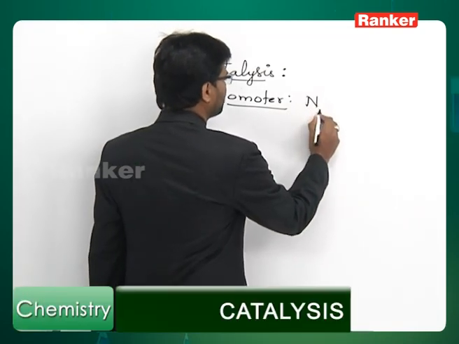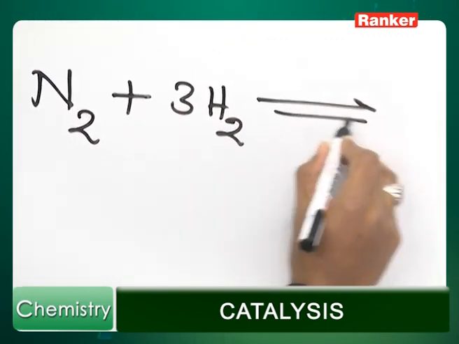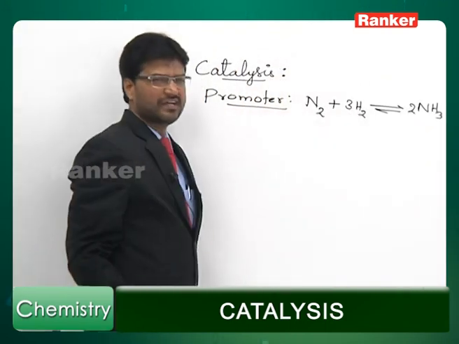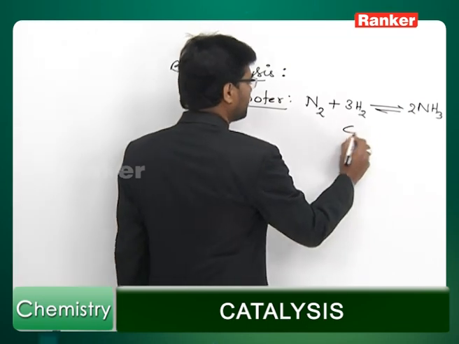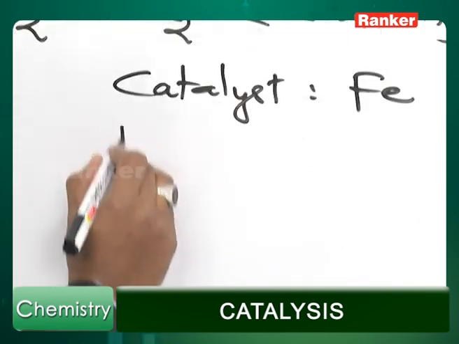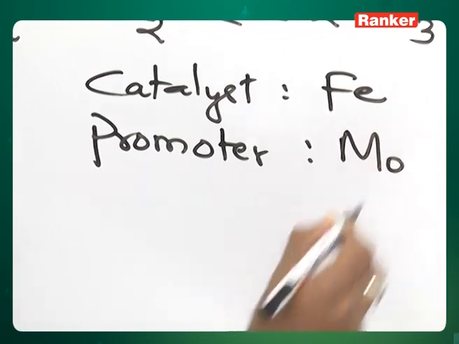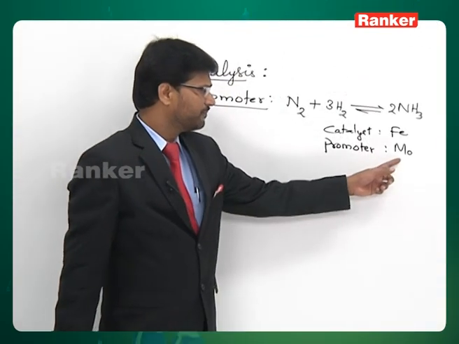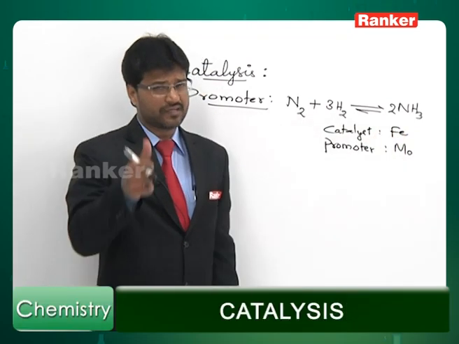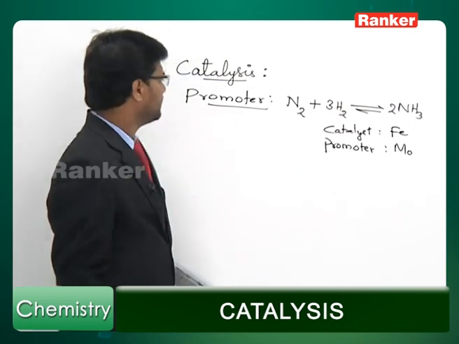You are familiar with this example. This is very popular. N2 plus 3H2 gives rise to ammonia. This is a very important industrial reaction. Here in this reaction, catalyst used is Fe, and promoter used in this reaction is molybdenum. In presence of molybdenum, the activity of Fe towards catalyzing this reaction will be enhanced greatly. So, promoter is a substance which increases the activity of catalyst.